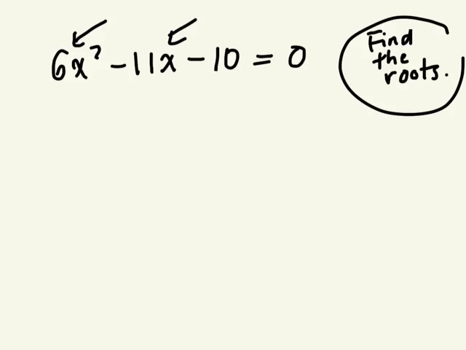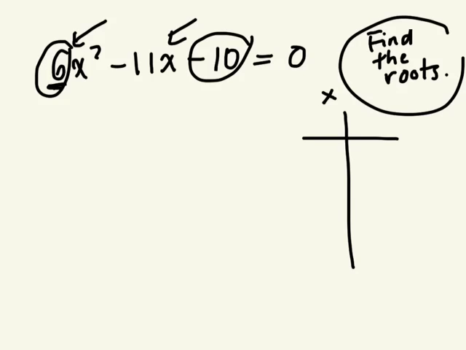No. Is this in the form 1x squared plus bx plus c? No, there's a value for a that's not 1. So we're looking for two things that multiply together to give us 6 times negative 10, which is negative 60, and that add up to negative 11. Remember this form of factoring? And then we're going to group them.